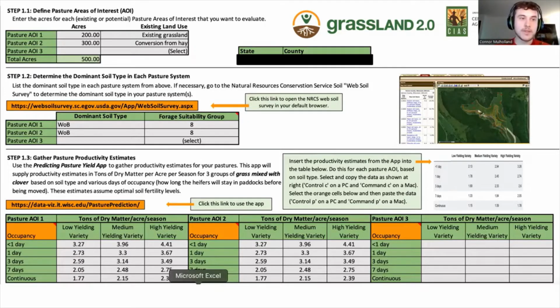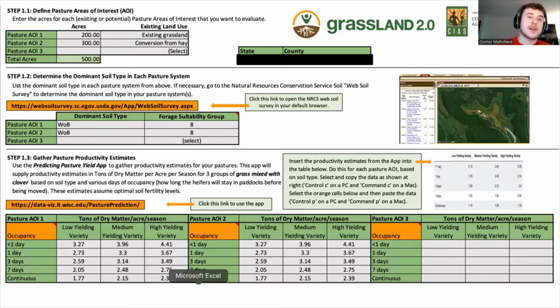And basically it's just a plot of land, and you can split up your plots of land based on either what you were using the land for, or the major characteristics of the land. Say you have a field that has a steep slope compared to a flat field, you would obviously want to separate those two. So first you put in the acres of each area of interest, and then your existing land use for each area of interest as well.